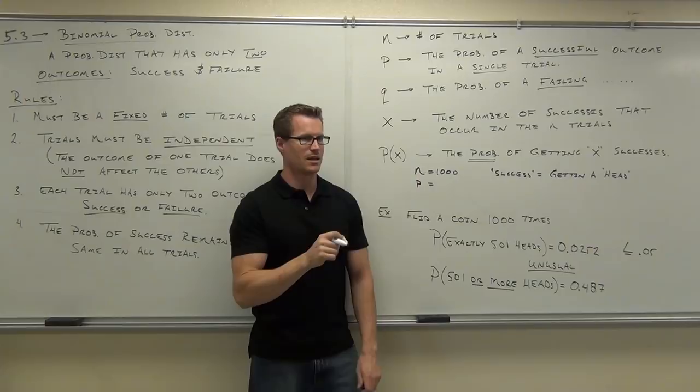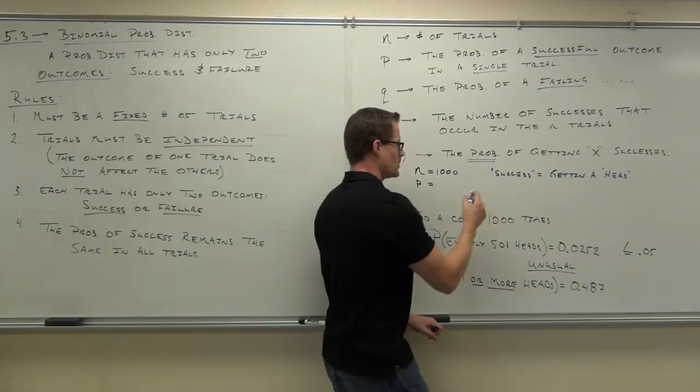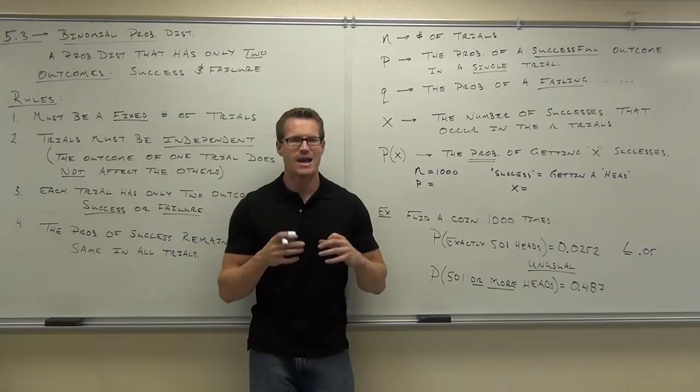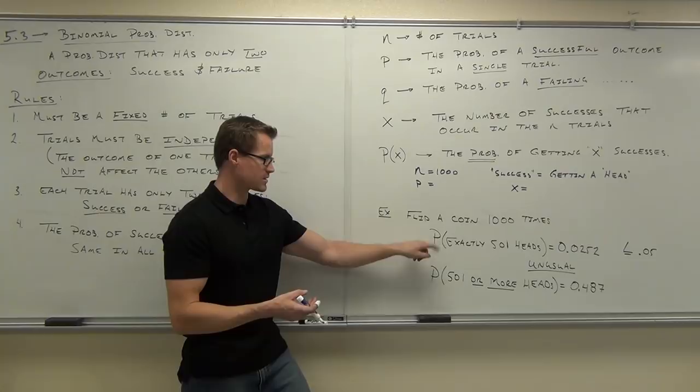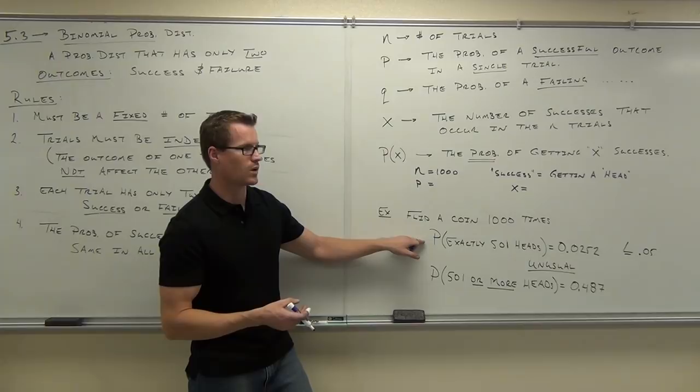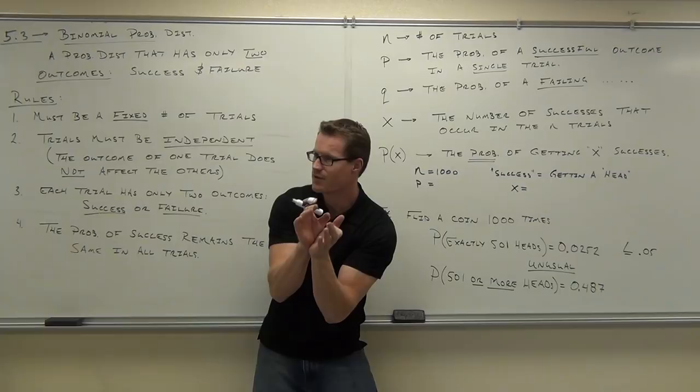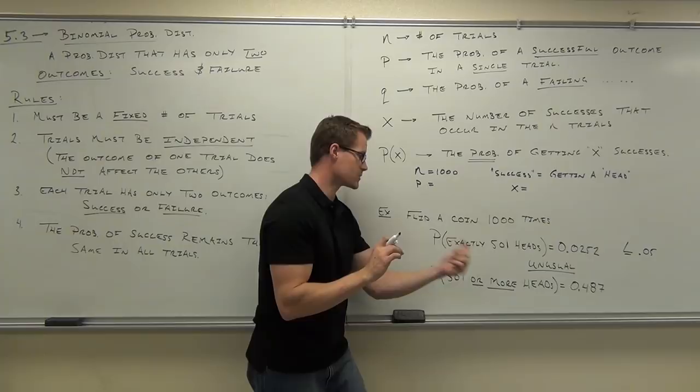Well, because when we look at X, notice the difference here, X counts up the number of successes we're looking for. How many successes are we looking for in this example? 501. That's what we're looking for. Notice the difference. The success isn't getting 501 heads. The success is getting one head. We're just looking for that to happen how many times? 501 times. That's where X comes in.